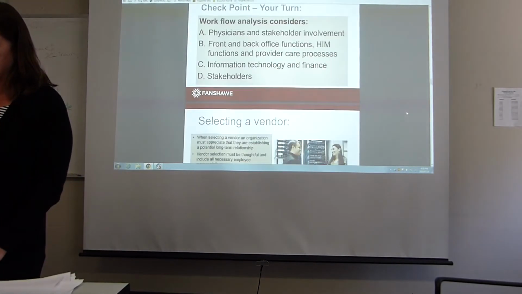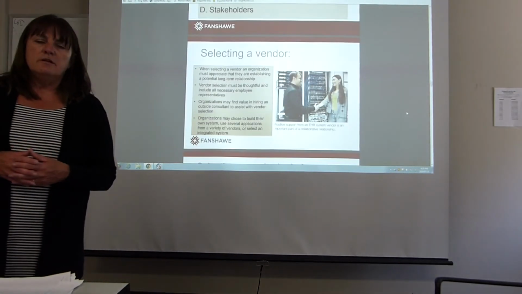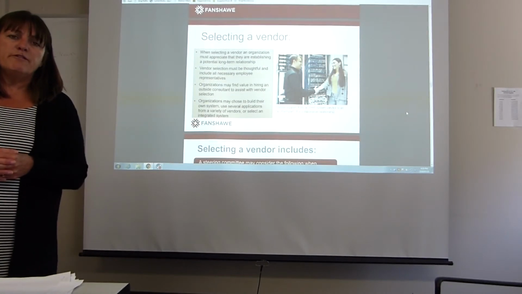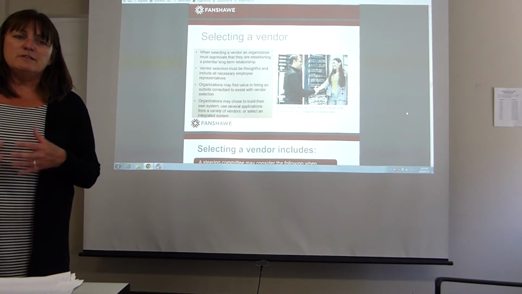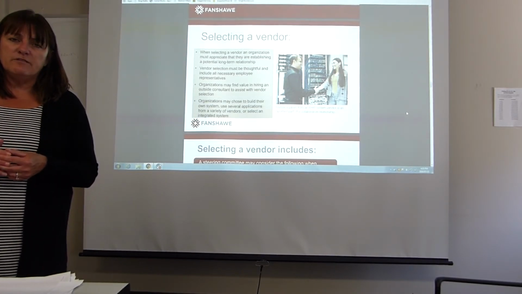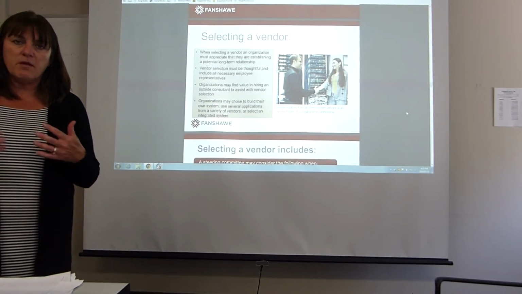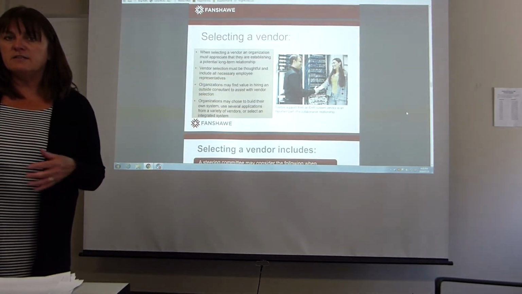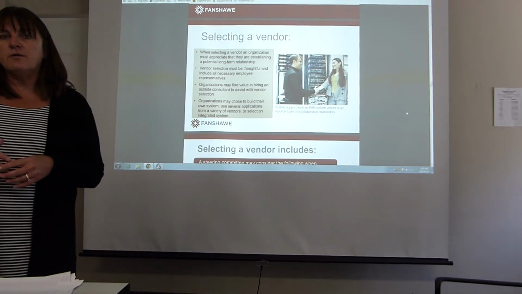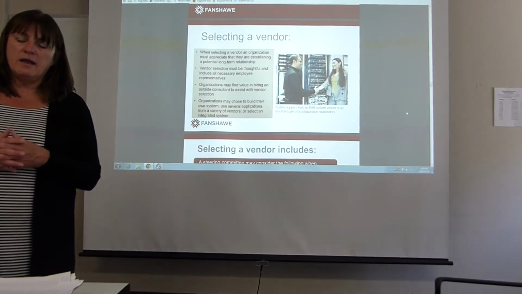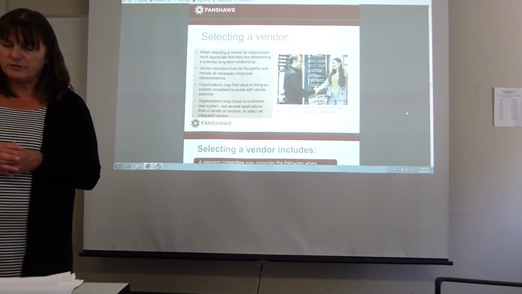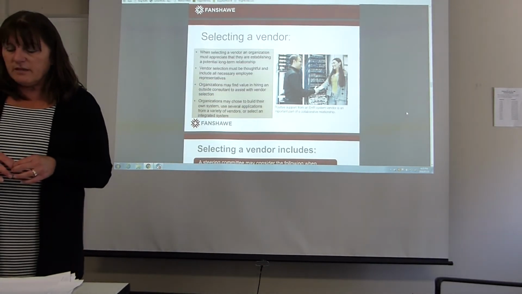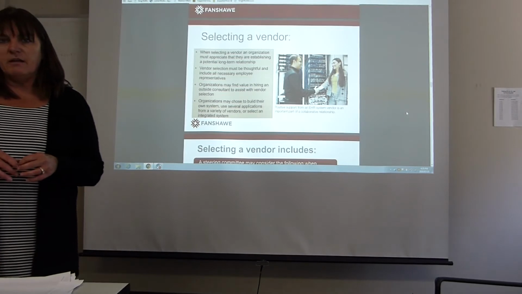Next slide, please. Selecting a vendor. So selecting a vendor is like getting a new member to your family. The vendor is so important in the implementation of an electronic health record system, at least from my experience going through this twice before, when we initially selected PowerChart, and then also later on when we added the computerized provider order entry.